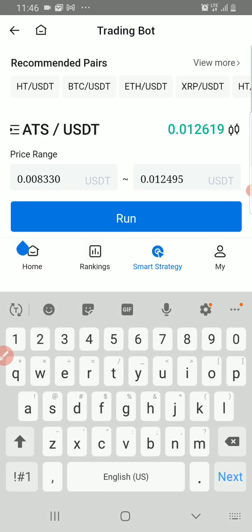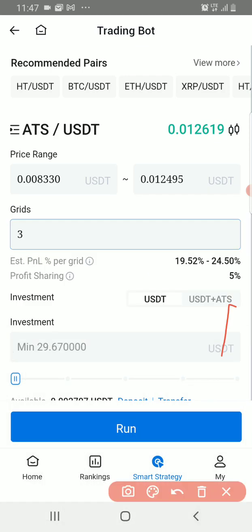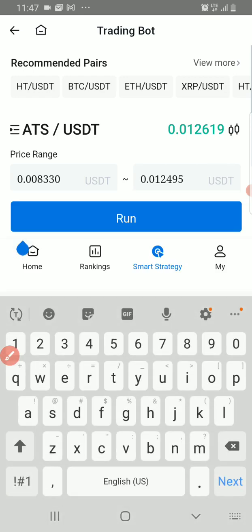You see, immediately I reduce this grid to 3, you can see the minimum has reduced now. So that's what I'm talking about. The higher the grid, the higher the minimum you can use for the trade. So I think the lowest should be 2 grids, I guess.